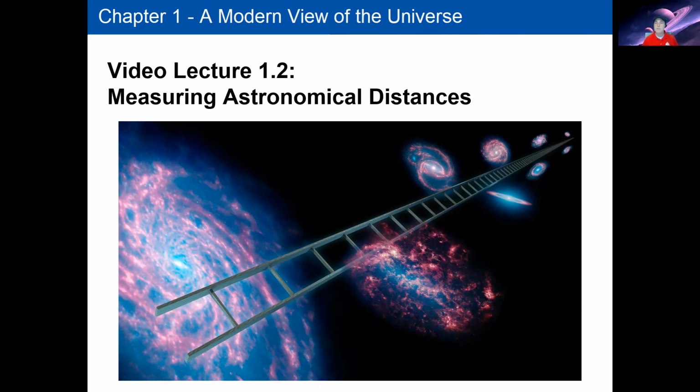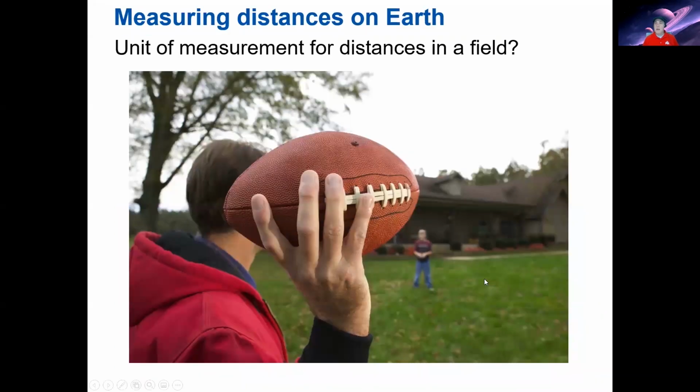Hello, everybody. In this video, we will explore the different ways we measure distances in astronomy. As we know, we use different units to measure distances between objects on Earth. For example, to measure the distance I throw a football, we can use inches, feet, or yards, or meters or centimeters if you live outside the US.